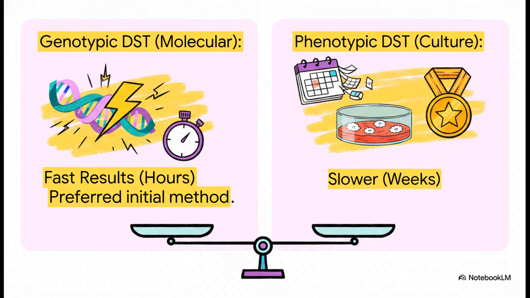We're talking results in hours because it's looking for those gene mutations we just talked about. This is why it's our go-to initial test. On the other hand, you have phenotypic testing. This is the traditional gold standard where you actually grow the bacteria with the drug. It's thorough for sure, but man, is it slow. It can take weeks. So the trade-off is really simple. It's speed versus absolute certainty.